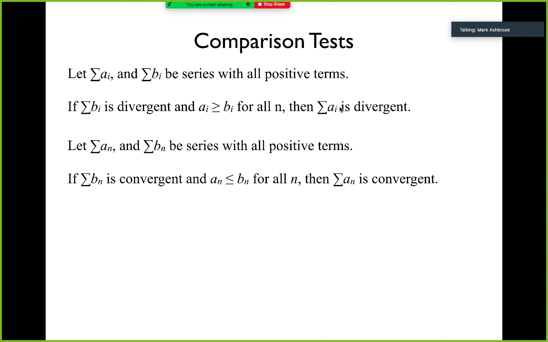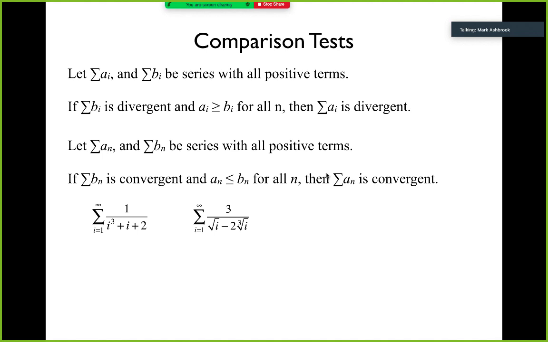On the flip side of that, if you have another series that diverges and all of your terms are greater than the terms of this series that diverges, then you can conclude that yours diverges. Okay? So we looked at that example last time. Let's look at this example now.